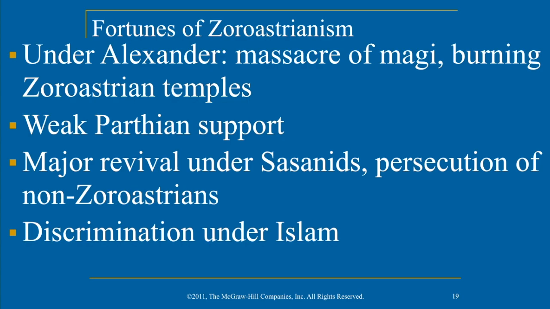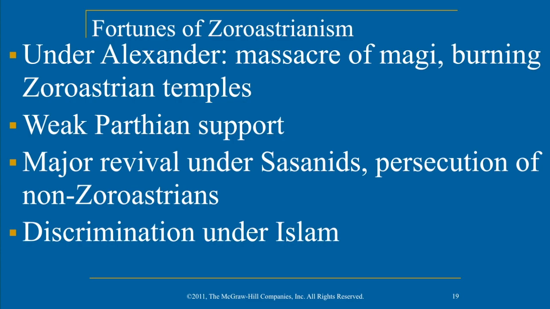There wasn't a strong amount of Parthian support, and so you can assume that during this time there was small scale violence towards the Magi and the Zoroastrian followers. There was a major revival under the Sassanids and persecution of non-Zoroastrians, so it almost flipped 180 degrees there. And finally, we have discrimination under Islam. As Islam grows in power and expands its empire, any cultural religion that conflicted with Islam as it grew was persecuted heavily into non-existence.